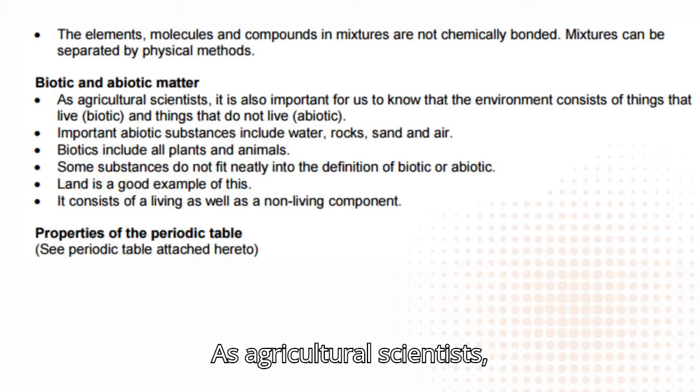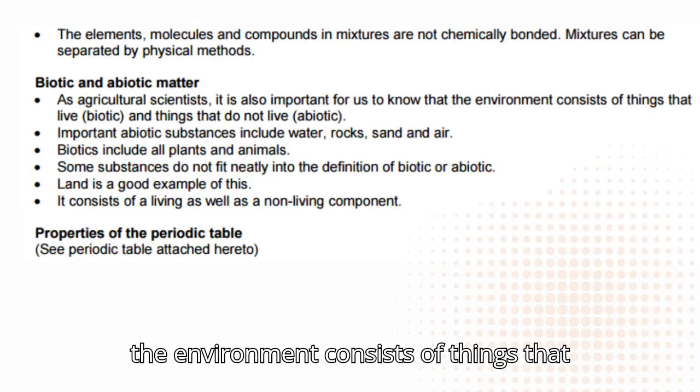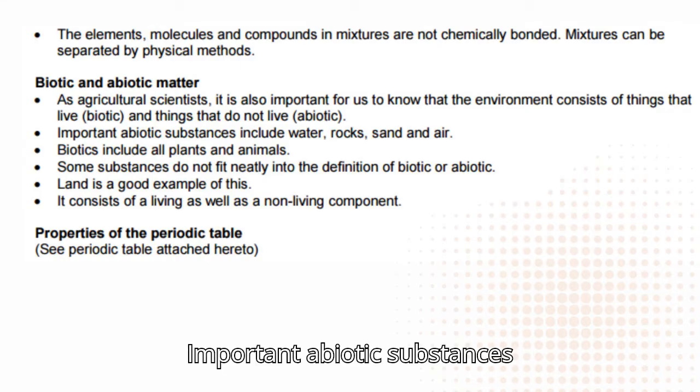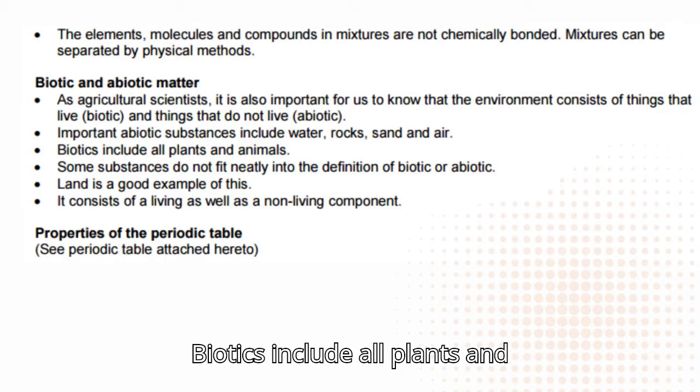Biotic and abiotic matter. As agricultural scientists, it is also important for us to know that the environment consists of things that live, biotic, and things that do not live, abiotic. Important abiotic substances include water, rocks, sand, and air. Biotics include all plants and animals.